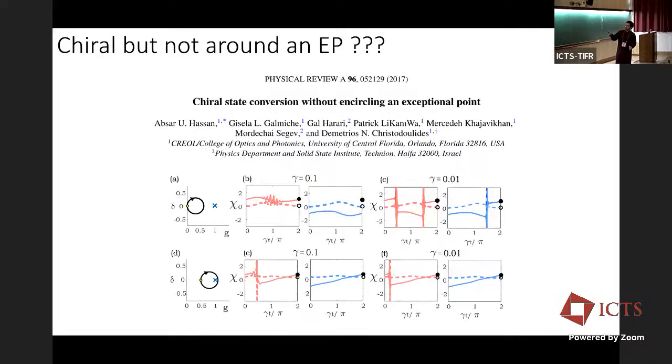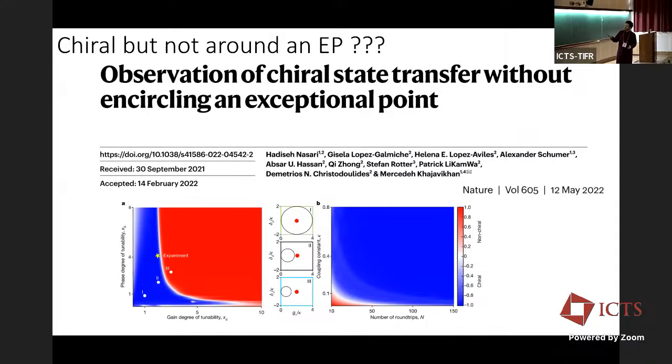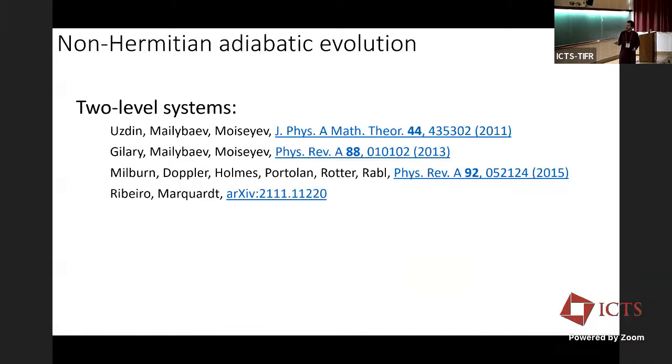Or there is another theory paper saying that you can get chiral conversion without going around an exceptional point. And last year, there was a Nature paper where the experiment confirmed that this can happen. People are surprised, people are interested, and people do not really understand what happens. Well, that's why I'm here today. I'm going to tell you how this happens and what the physics of this system is.